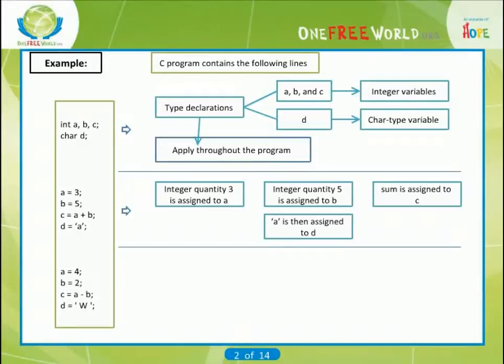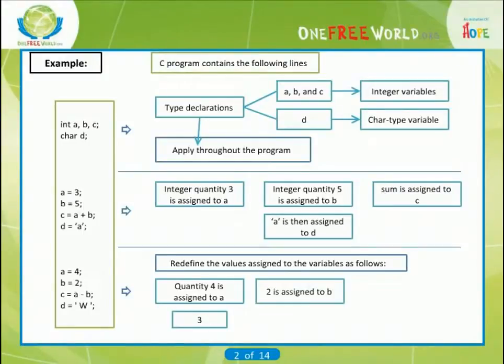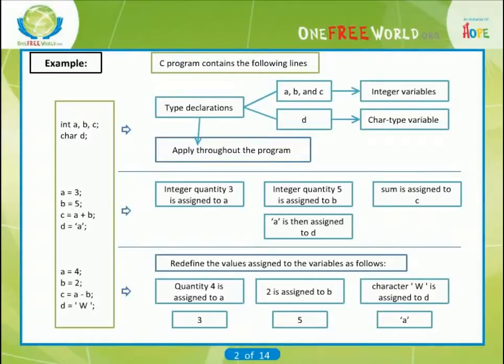The last four lines redefine the values assigned to the variables as follows. The integer quantity 4 is assigned to A, replacing the earlier value of 3, and then 2 is assigned to B, replacing the earlier value of 5. Then the difference between A and B, that is 2, is assigned to C, replacing the earlier value of 8. Finally, the character W is assigned to D, replacing the earlier character A.